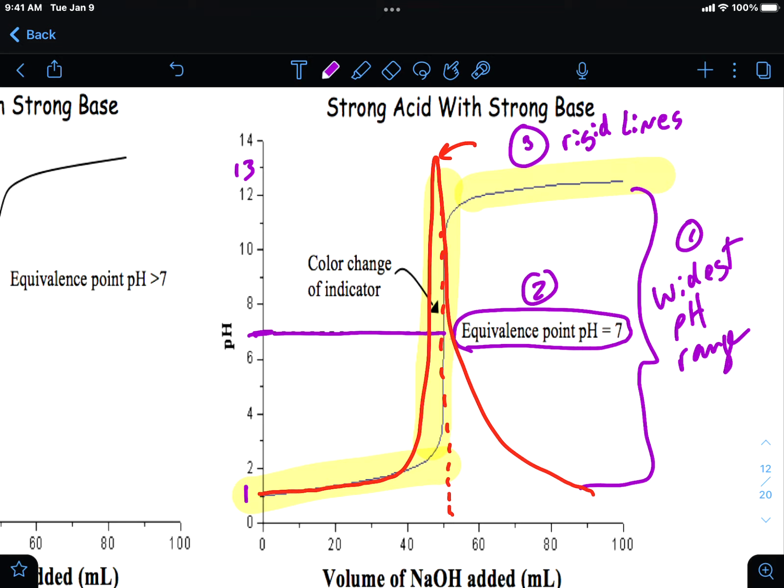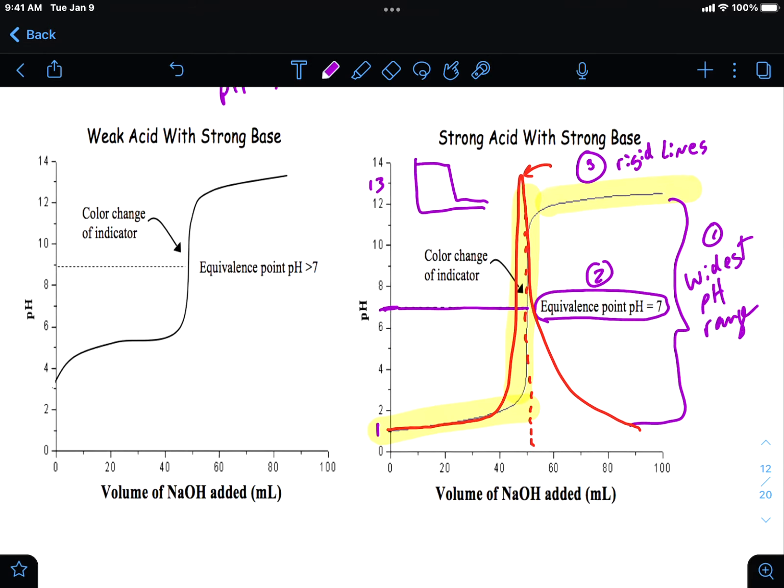Okay, so does that make sense, guys? If I did this again, it would look like this. But the same principles would apply. Your equivalence point pH would be 7. You would have sharp lines, and you'd have a wide pH range. Okay. So that is the first type of pH curve and the characteristics that you need to know about it.